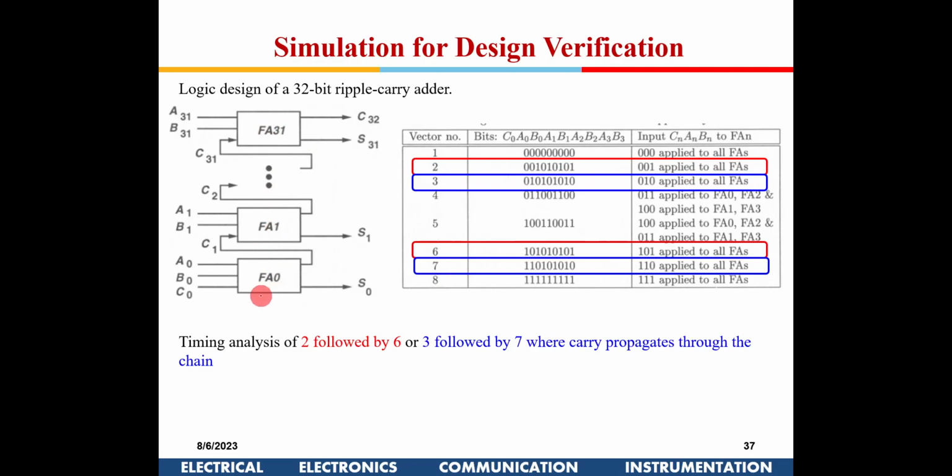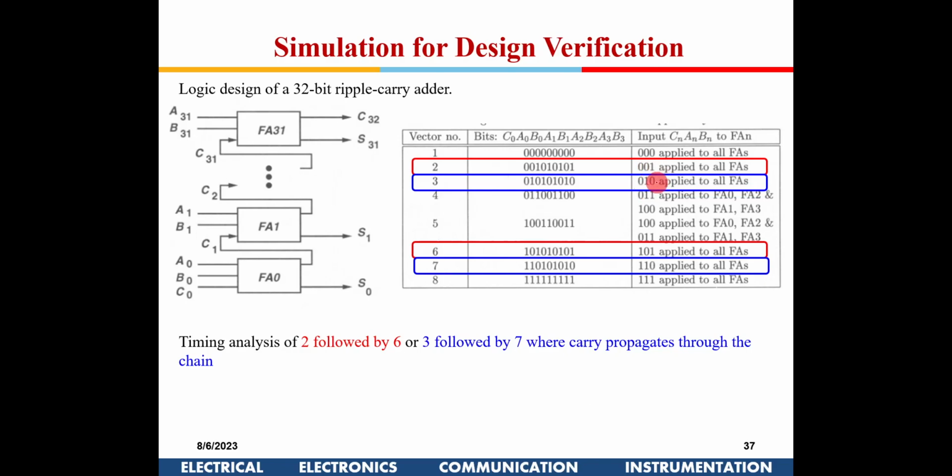And from there the next test vector, I am going to move from here to here. If I am going to move from here to here, I am going to give 0 1 0, two test vectors for timing analysis.